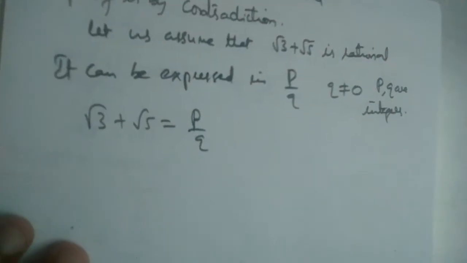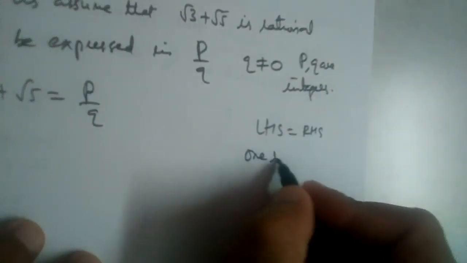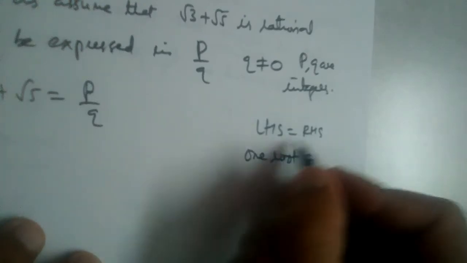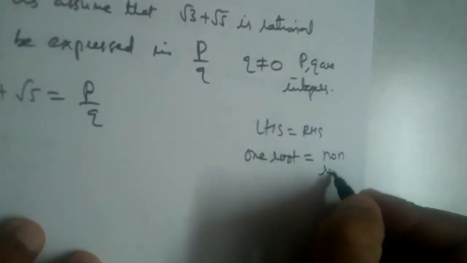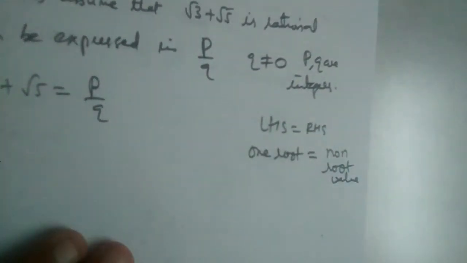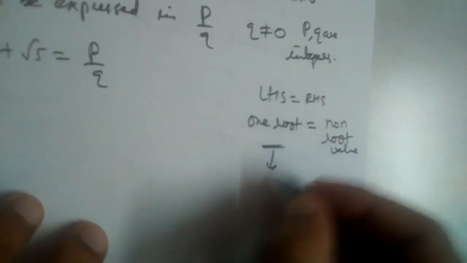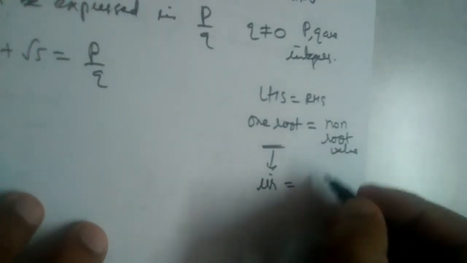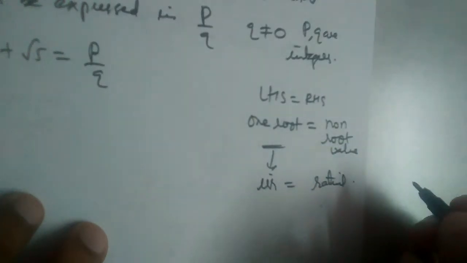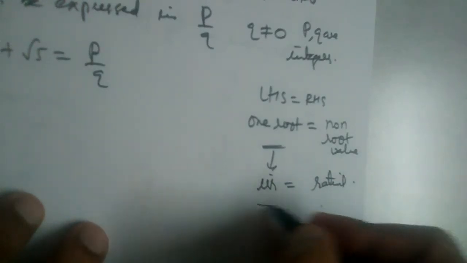And in this type of problems, if we have two roots, our aim should be to have one root on LHS and on RHS a non-root value. On RHS we should not have any root. On LHS we should have only one root. Okay, why? Because if we have one root here, we know that that value will be an irrational number. Non-root values will be rational, right? So an irrational number cannot be equal to a rational number, right? Okay, so like that we'll prove this problem.